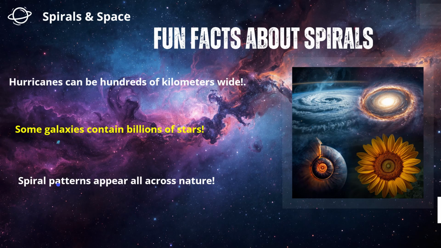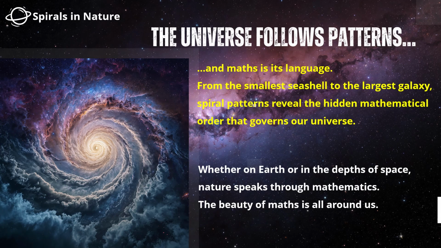Spiral patterns appear all across nature, from tiny seashells to massive galaxies. The same mathematical shapes repeat at every scale of the universe. Yes, every scale, small or big, of the universe. The fact is, the universe follows patterns, and maths is its language. From the smallest seashell to the largest galaxy, spiral patterns reveal the hidden mathematical order that governs our universe.